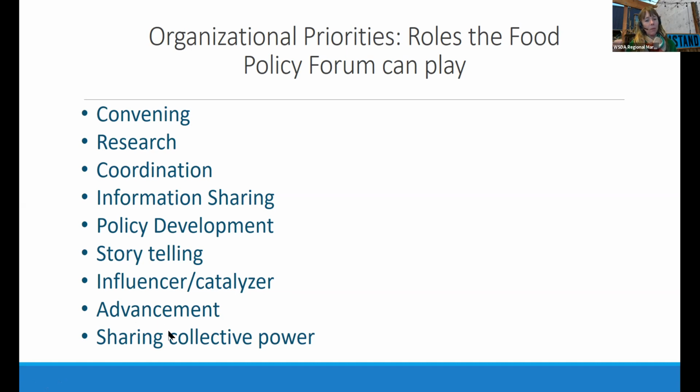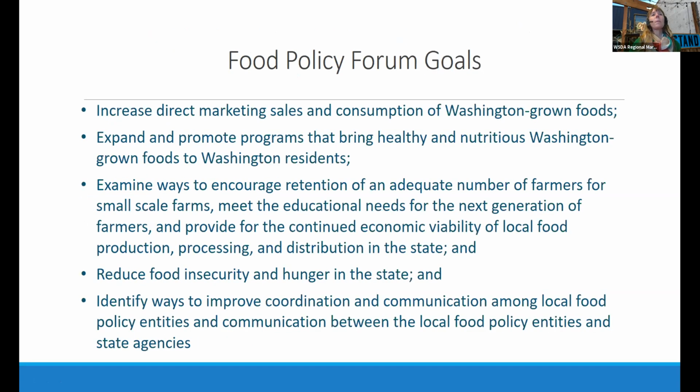diversity. There's a long ways to go in terms of diversity when we think in terms of structurally marginalized communities. And the forum has begun engaging in that conversation recently as well. But in terms of sectors of the food system, it's widely diverse. So I'm not going to read through all of these.